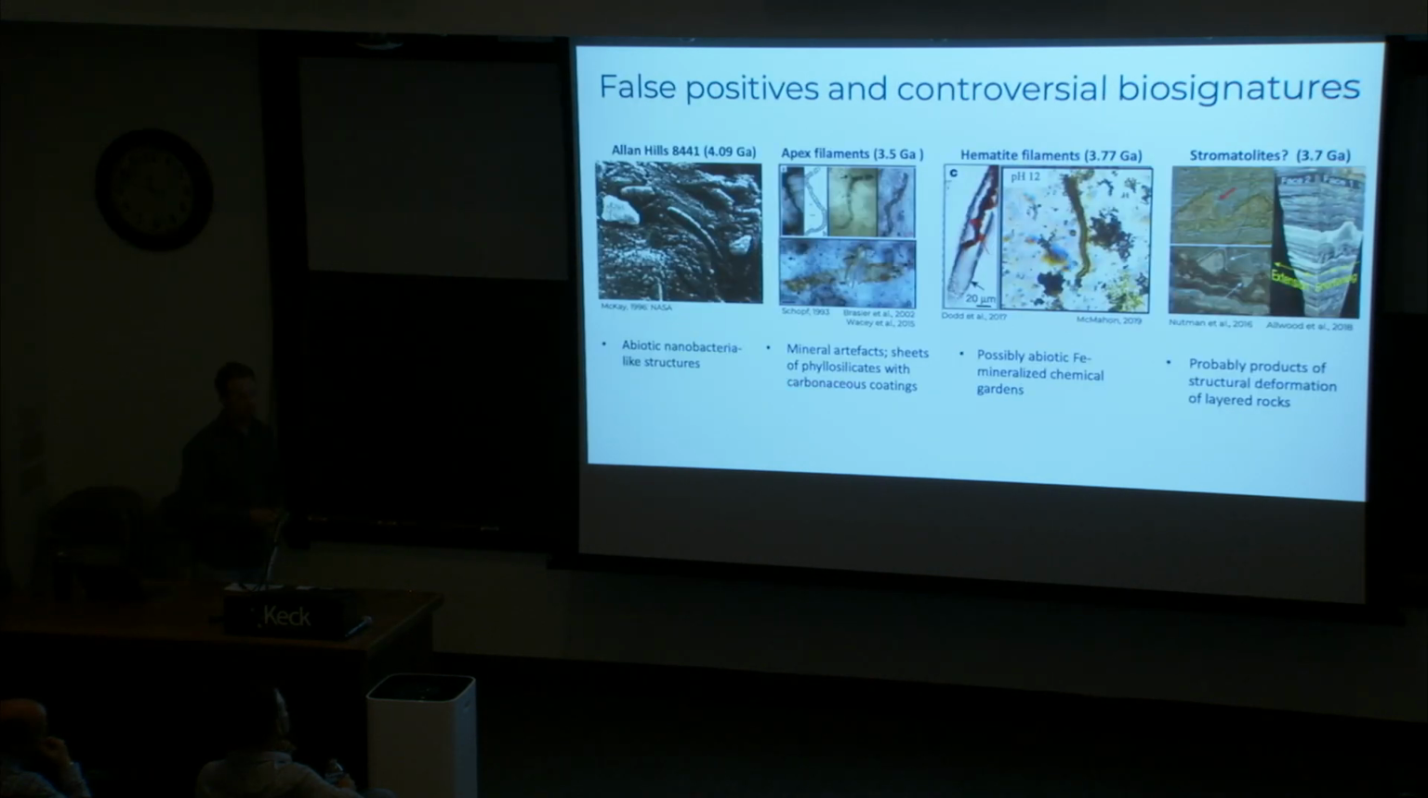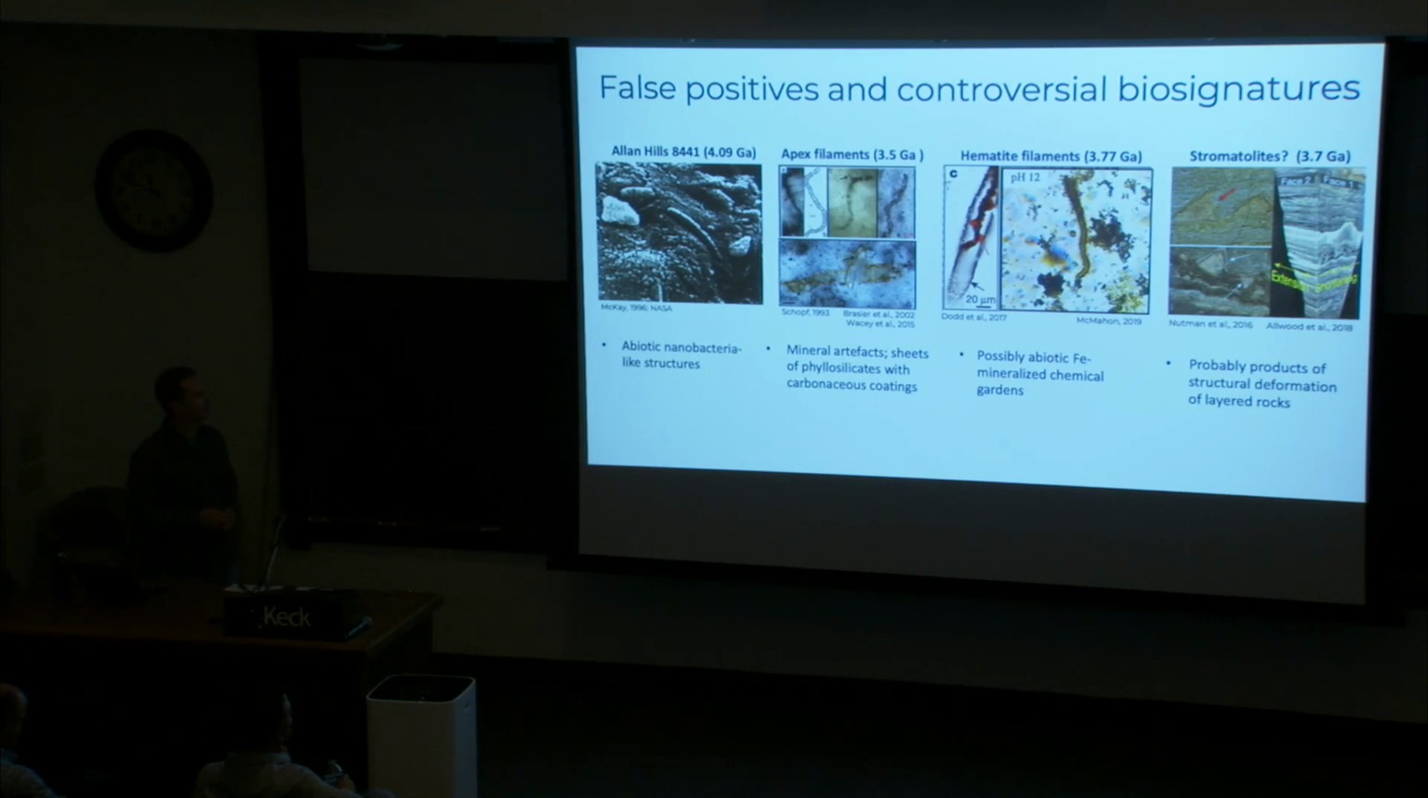What are false positives? These are basically abiogenic processes that mimic biogenic processes and that can lead to the formation of lifelike structures. A quite famous example was the Allan Hills meteorite, a Martian meteorite, where people in the 90s thought they had identified some filaments, and they thought they might be of biogenic origin, but later on it turned out that these might just be abiogenic nanobacteria-like structures.